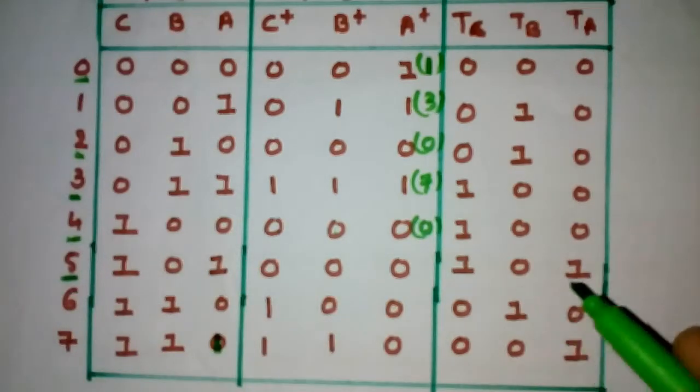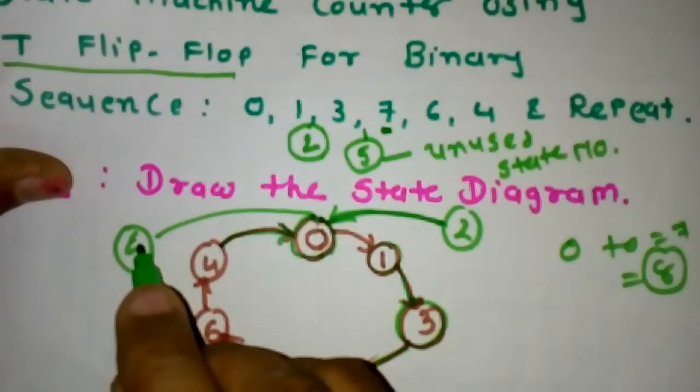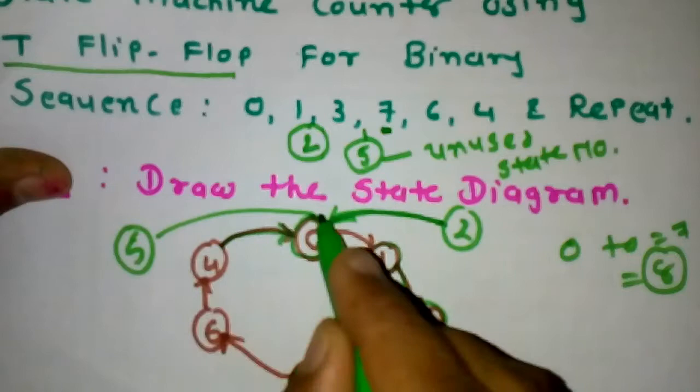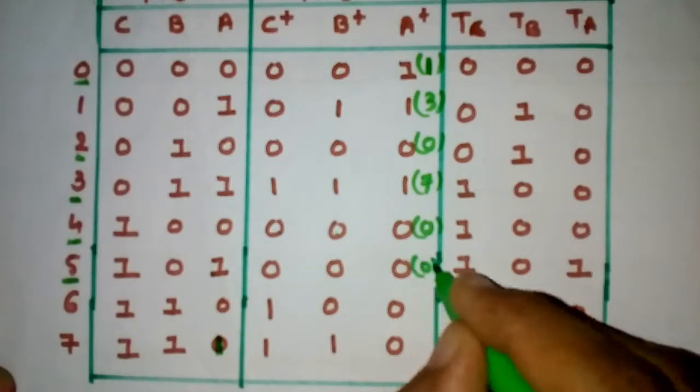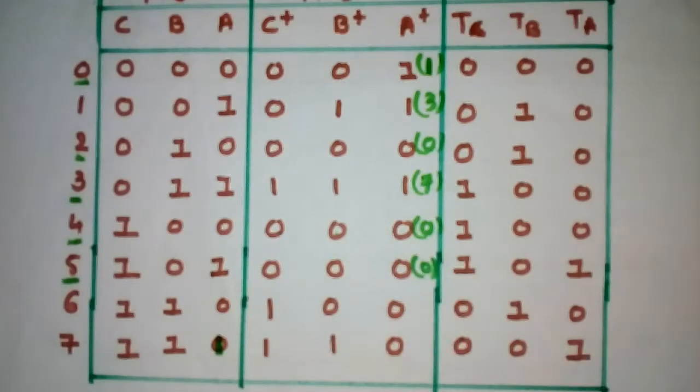After that state 5. State 5 is also an unused state. So the next state of 5 is also 0, so here also 0 0 0 0.